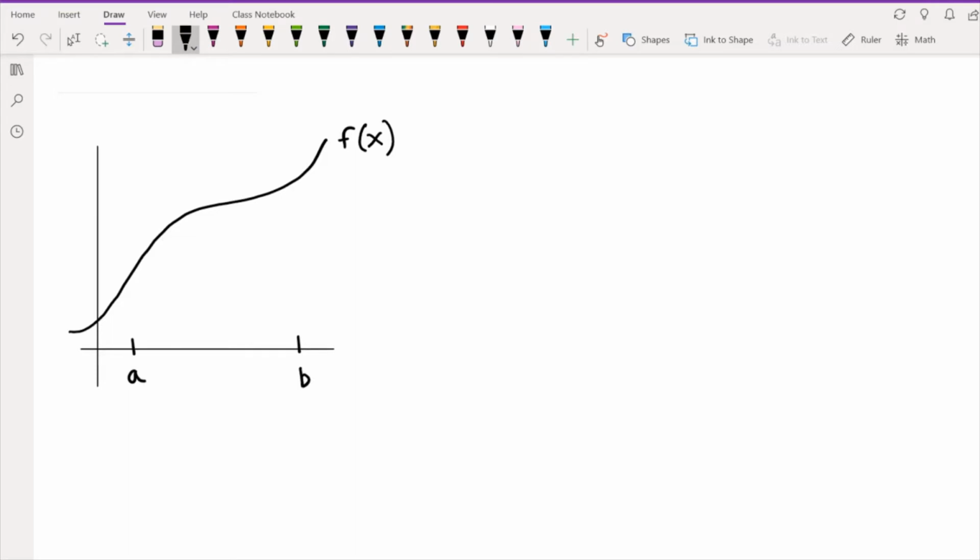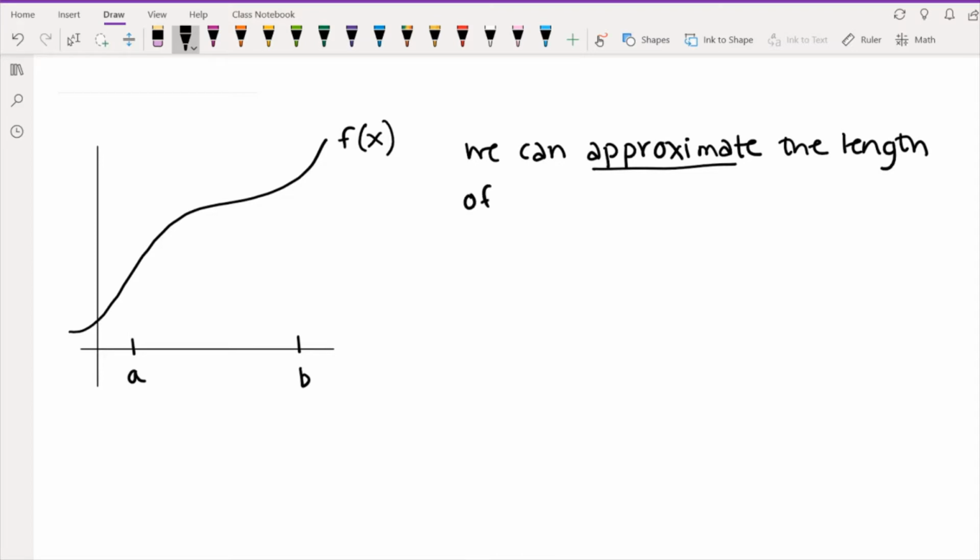So we can approximate the length of the arc of f of x from A to B. So how could we approximate this without using calculus?